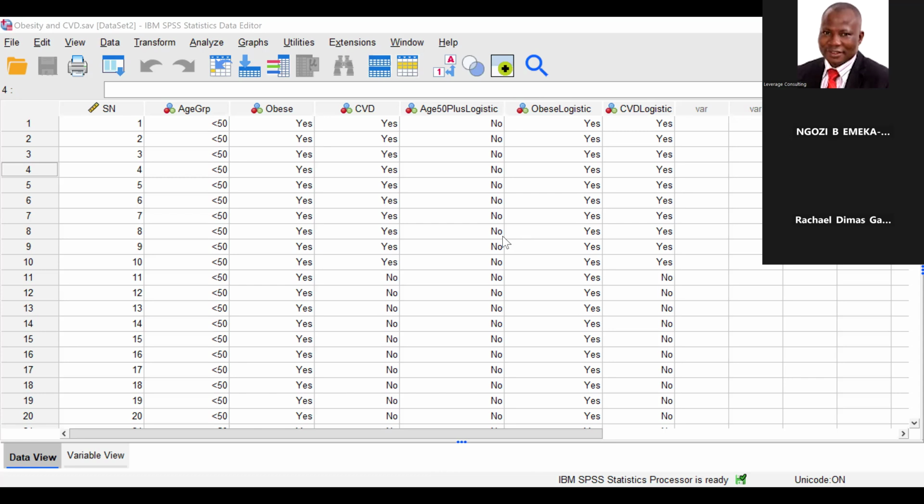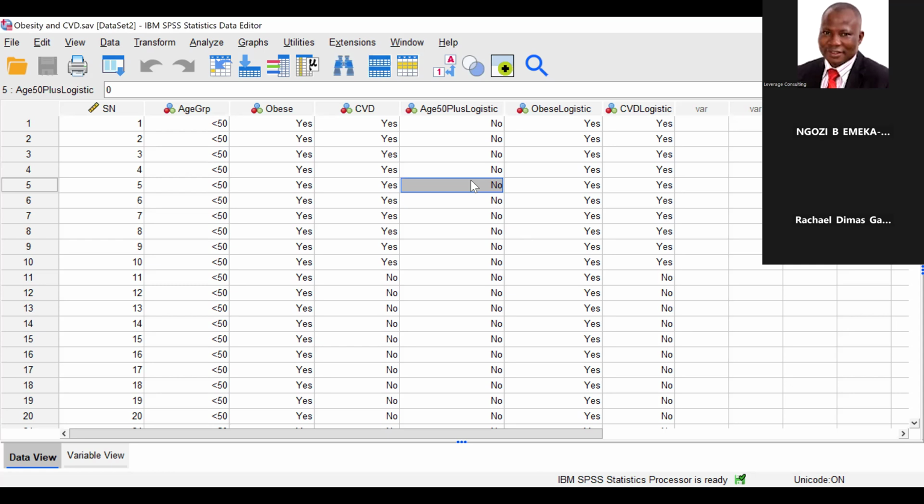We have age group here, and we have age directly. Can you see any of them? It's age group, not age directly. 50 plus logistic, okay. It's age group, those who are 50 and above. So let me include it, just like the way we did.